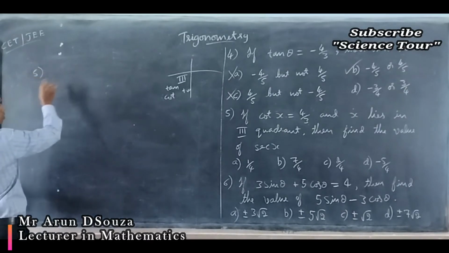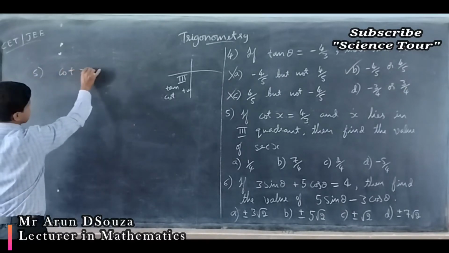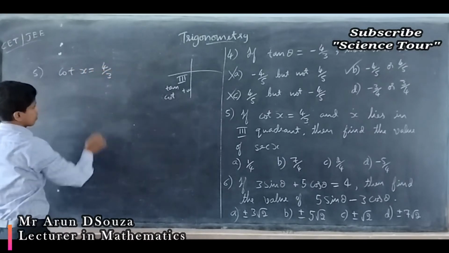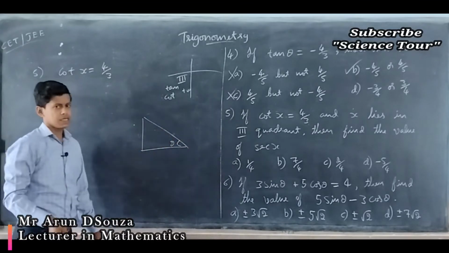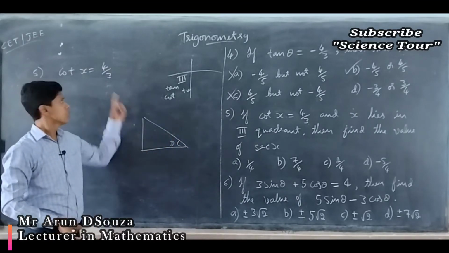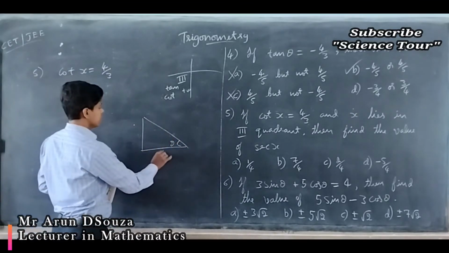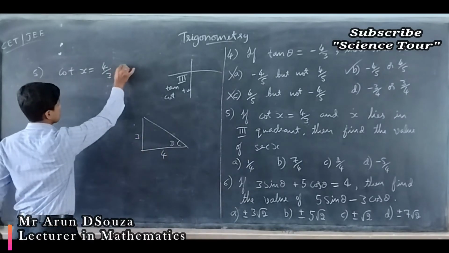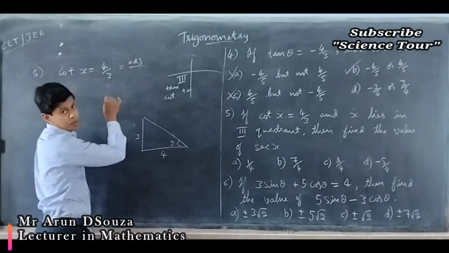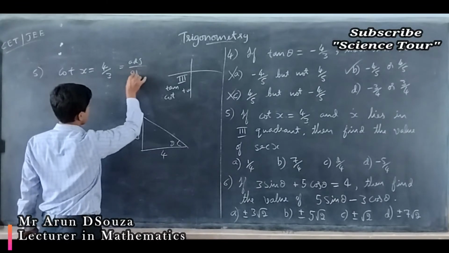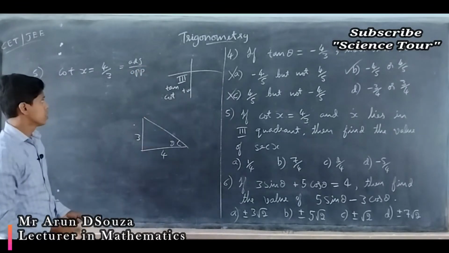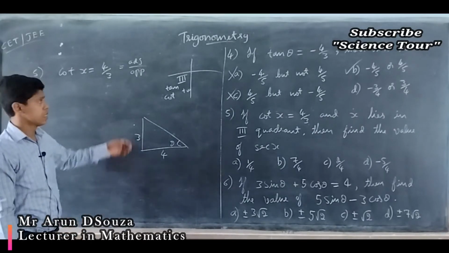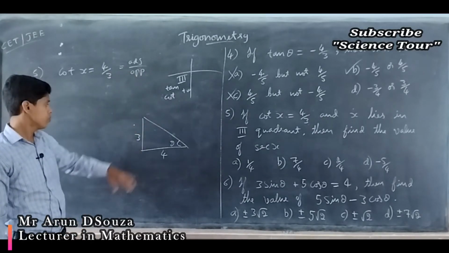Look at this, you have been given cot. Okay, so if you go for a triangle, what is tan? Tan is opposite by adjacent, cot is adjacent by opposite, correct? Adjacent or base you can call. Opposite is the perpendicular. So you understand in whatever way you have learnt the ratio.